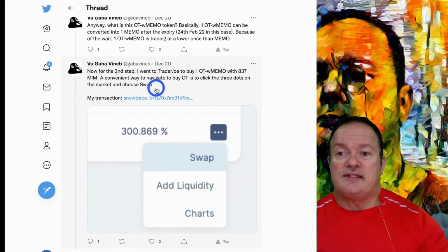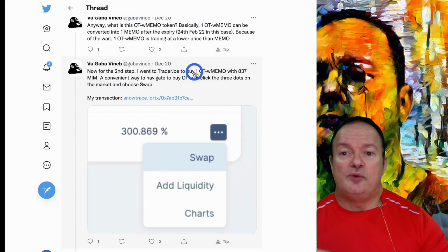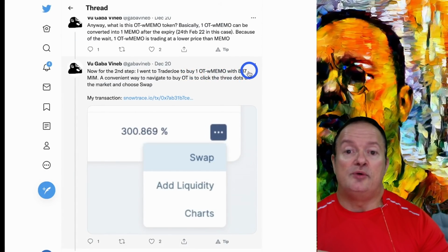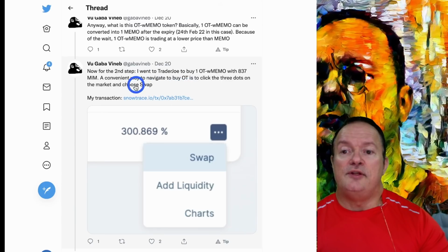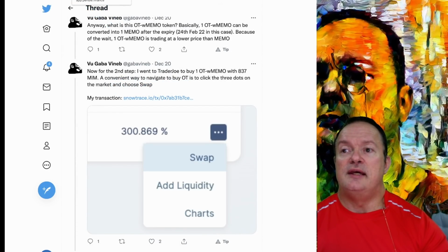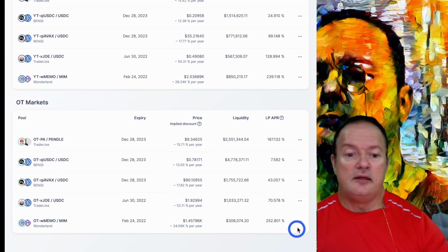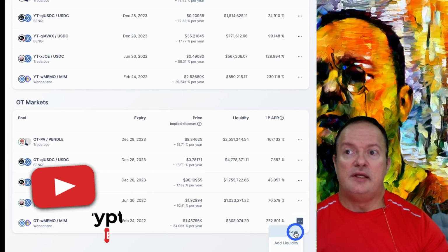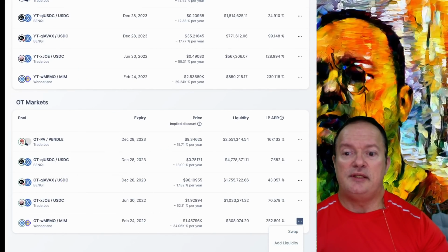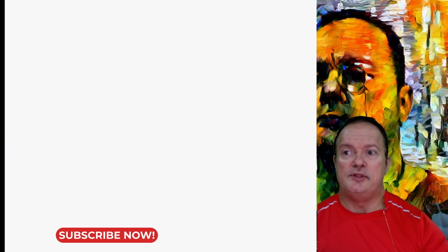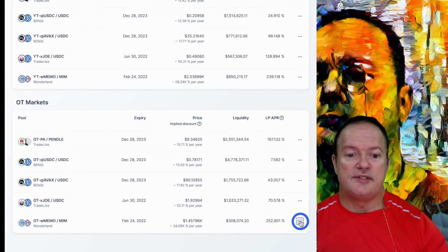So now, for the second step, you went to TraderJoe to buy one OT-wMEMO with only 837 MIMs. A convenient way to navigate to buy the OT is to click on the three dots on the market to choose the swap. So how he did that was to click here on Pendle and hit swap. If you do that, you end up here. So let me redo it, so you see all the steps. So you hit swap.